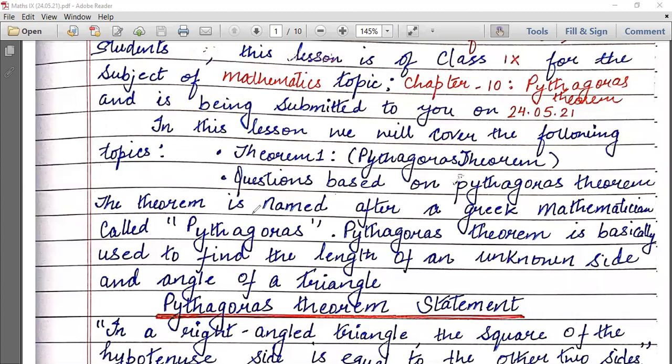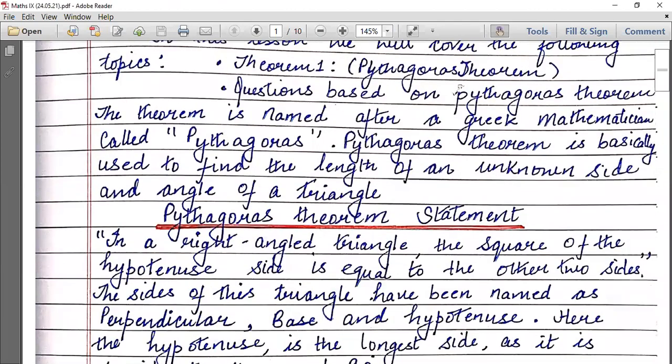The theorem is named after a Greek mathematician called Pythagoras. Pythagoras theorem is basically used to find the length of an unknown side and angle of a triangle. I repeat, children, Pythagoras theorem is used to find the length of an unknown side and angle of the triangle. Okay, so now let us read the statement of Pythagoras theorem.